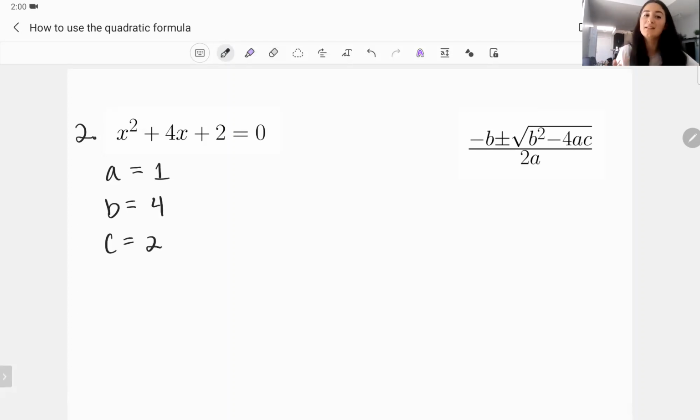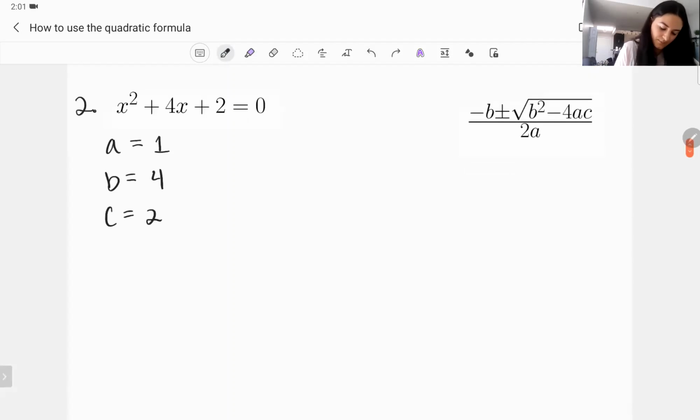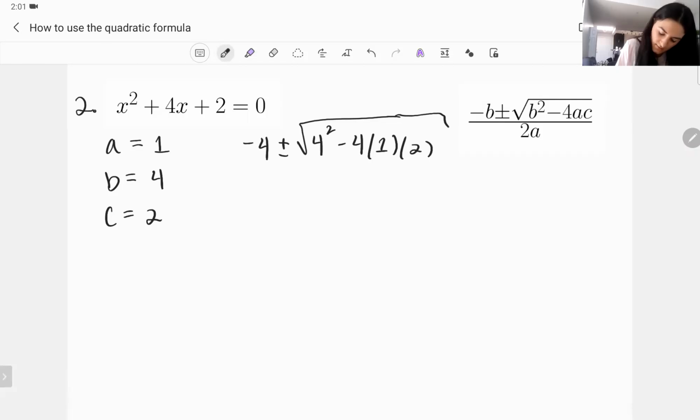So now that we know what A, B, and C are, we just need to plug them into this formula. So let's do that. So we have minus B, and B is 4. So we have minus 4 plus or minus square root B squared. B is 4, so we have 4 squared minus 4 times A, which is 1, times C, which is 2. And then all of that is over 2 times A, which is 1.